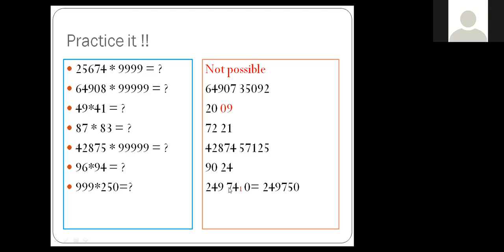So 9 minus 2 is 7. 9 minus 5 is 4. 10 minus 0 is 10. And 4 and 1 are added together. So the answer will be 249750. This is the correct answer. But do we do it on 249 or on 250 when we subtract by the Nikhilam Sutra?